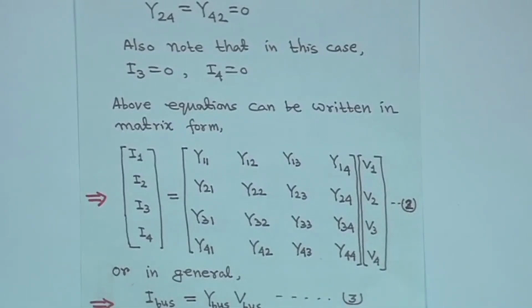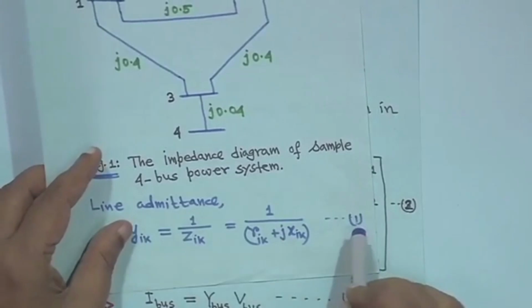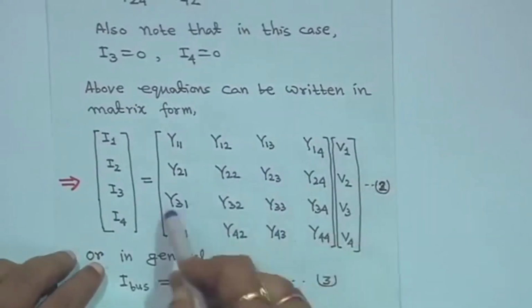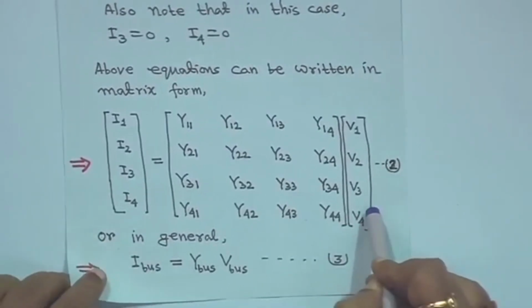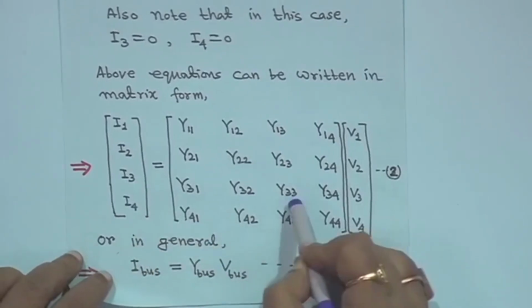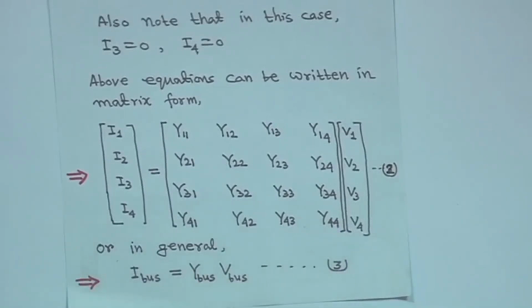This yik equation is actually 1 upon zik, this is equation 1, right. And this equation, I1, I2 and so on, is equal to yV, this is equation 2. Or in general you can write I bus, this is the bus current injection, is equal to Y bus, the bus admittance matrix, into V bus, the bus voltage, right. So, this is equation 3. We represent this equation in general as I is equal to yV, right.